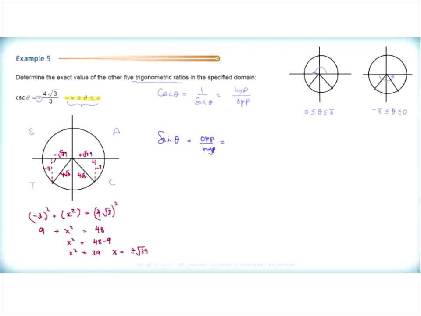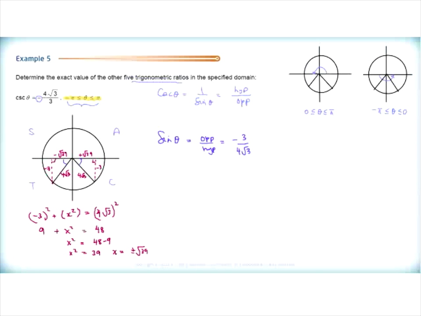Opposite over hypotenuse is simply going to be negative 3 over 4 root 3. Opposite over hypotenuse. Again, you consider the reference angle in both of these triangles. Notice in this case, though, we get the same answer for both. The same answer for both is negative 3 over 4 root 3.